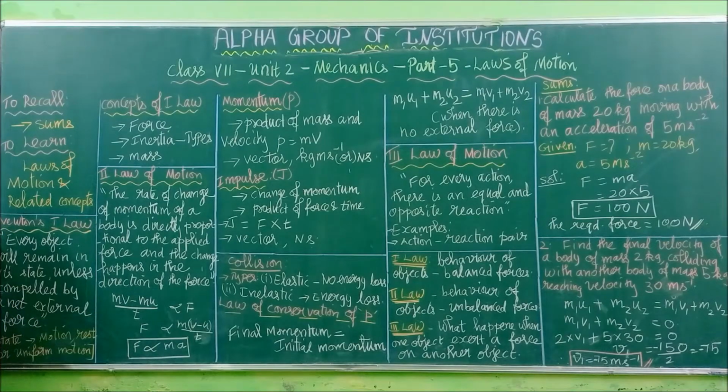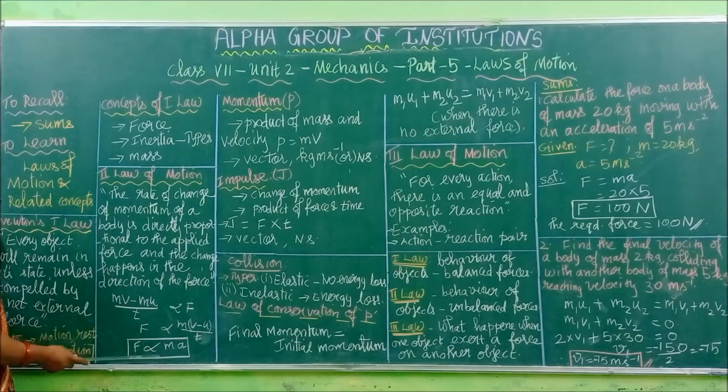Do you remember the previous concepts we have learned? V minus U, final velocity minus initial velocity, divided by time, is the rate. V minus U by T is called A, acceleration. Rate of change of velocity is called acceleration. So F automatically becomes proportional to MA. F is proportional to MA. So this is what I have explained as the second law.